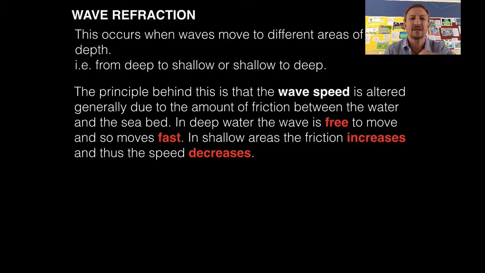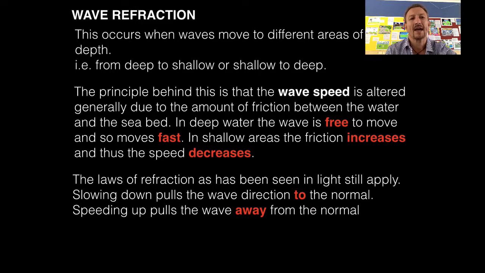In deep water, what you tend to find is that the water is free to move. There's very little friction. Because there's very little friction, the wave is unaltered, so it goes at its fastest speed. However, when it approaches things like the shore or a sandbank, the depth of the water decreases. That means there's more interaction between the water and the seabed, so more friction. With more friction, you slow down the speed. Because you slow the speed, it has the effect of changing the direction that the wave is moving in.